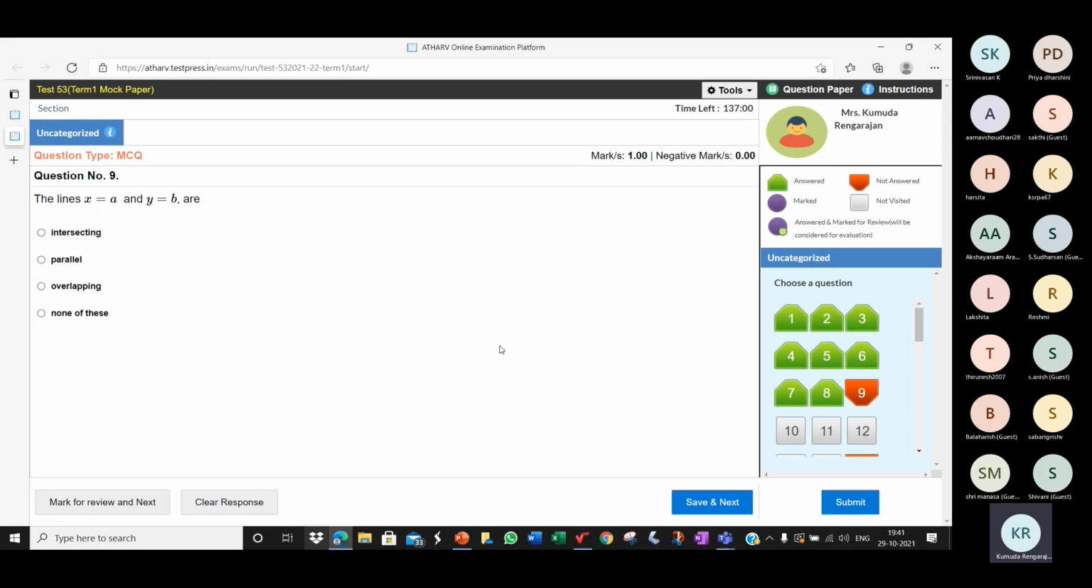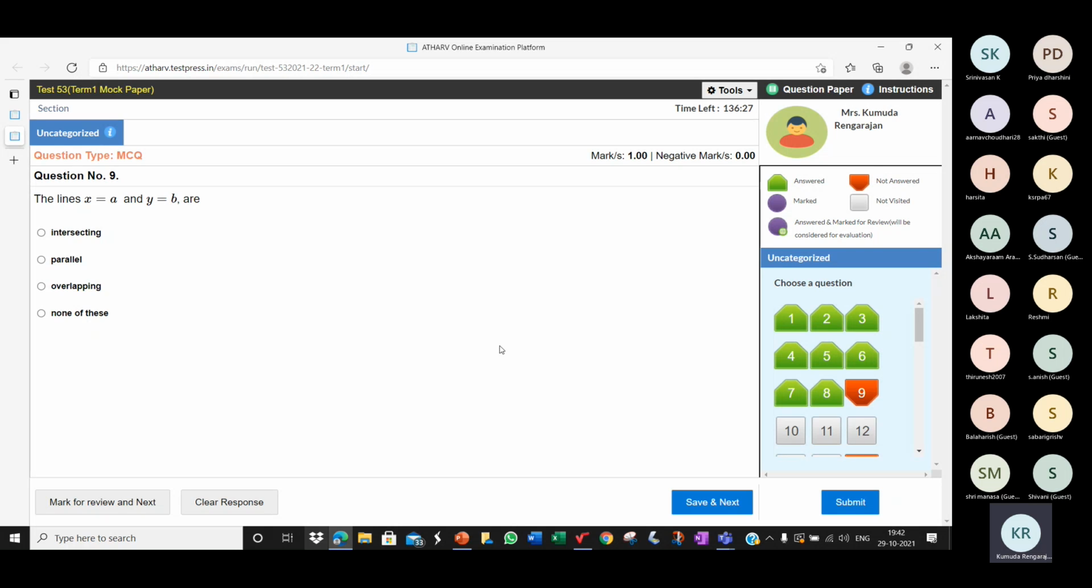x is equal to a. How will this line look? Intersecting. No, x is equal to a. How will this line look? Parallel to the y-axis. What about y is equal to b? Parallel to the x-axis. So one line is parallel to the y-axis, the other is parallel to the x-axis.